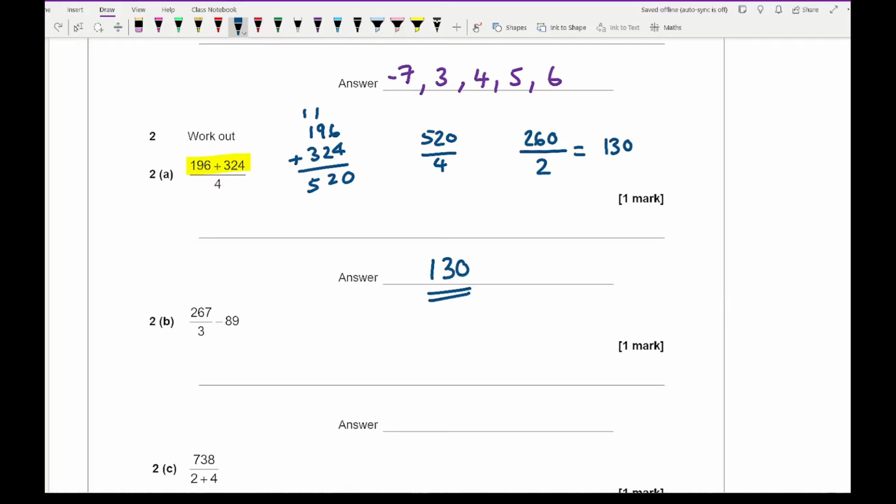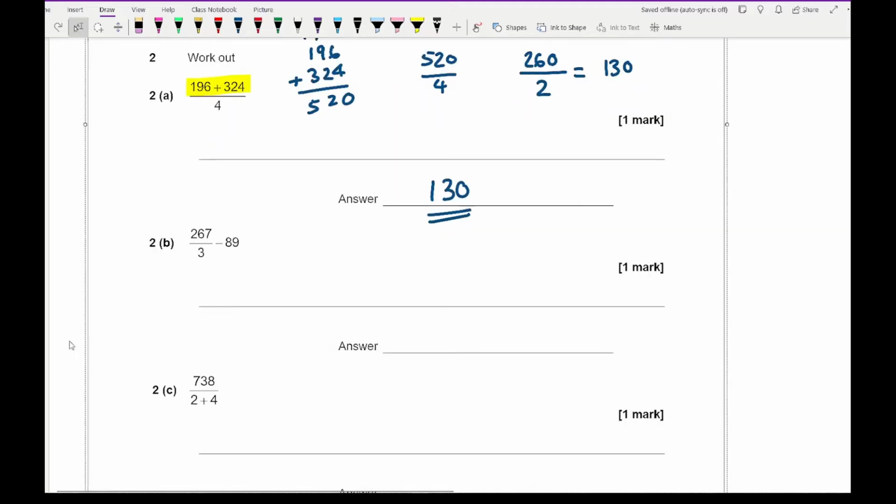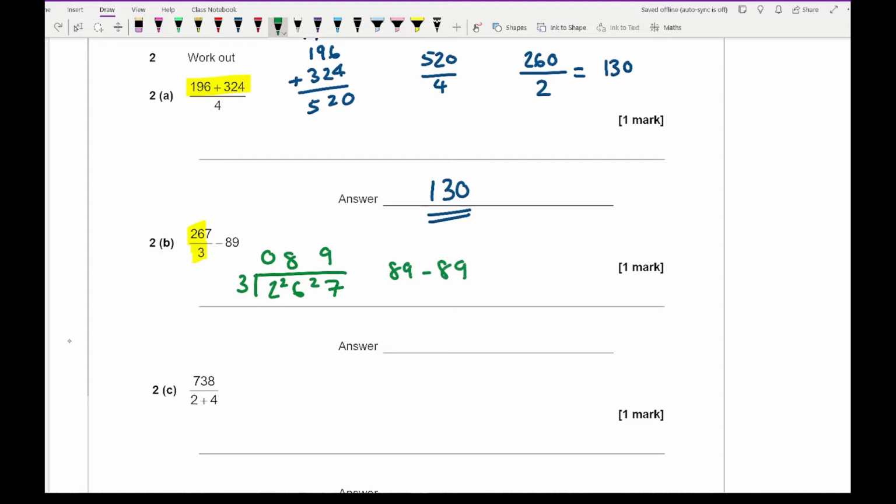Now if you did it a different way but you still got the answer of 130, then kudos to you, we still get the marks for it. Next question then says 267 divided by 3 take away 89. So let's work out this bit here first. So we set up our bus stop, and I've got 2, 6, 7. So 3 doesn't go into 2, that's going to be 8 remainder 2, and that's going to be 9. So it's 89 minus 89, which is 0.